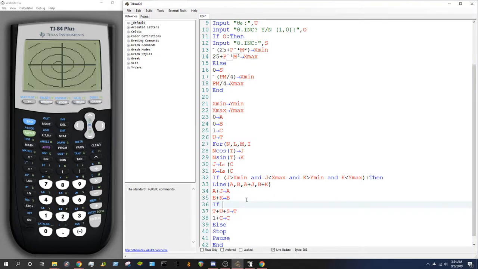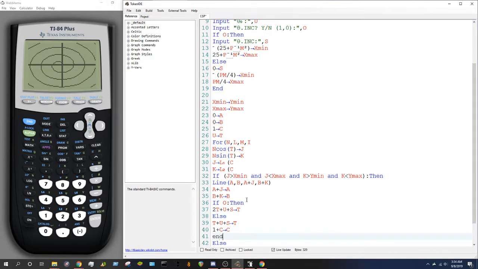So I'll do if, I can still maintain the if O type thing. So if O, then t plus, I can just do 2t plus u plus s should be t. I don't know if that'll really do much, but it should do a lot. Theoretically, it should increase by a ton. Else, okay.